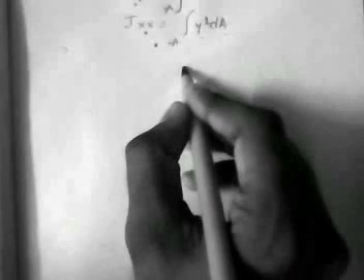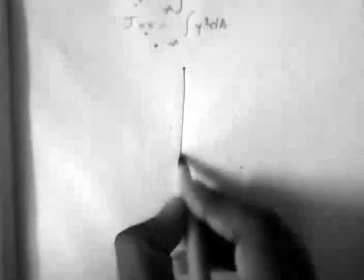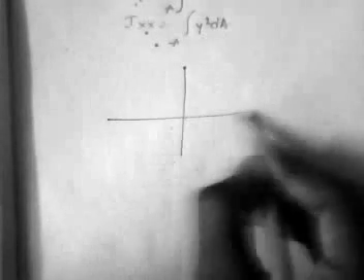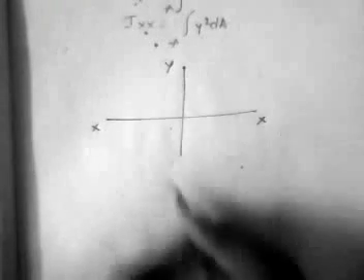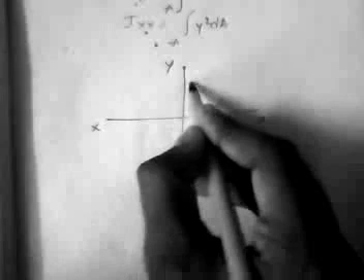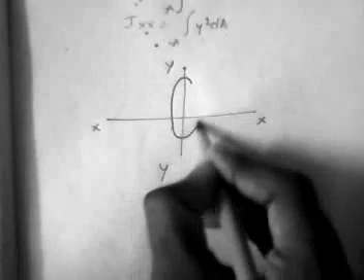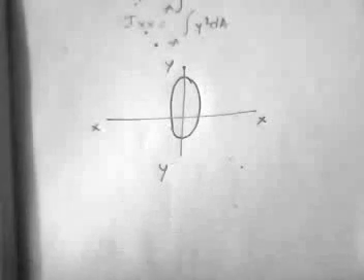Now, what we want to define is another quantity. This is the x-axis, and this is the y-axis. Suppose there is an ellipse.